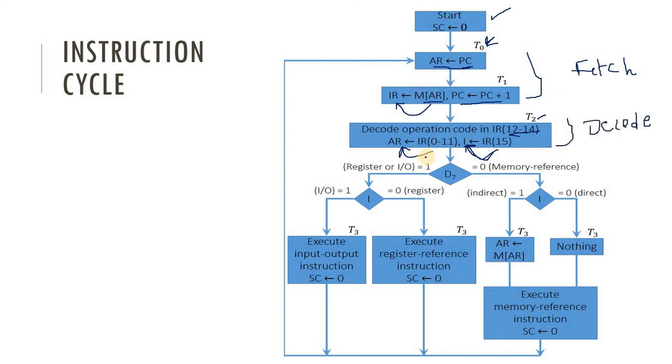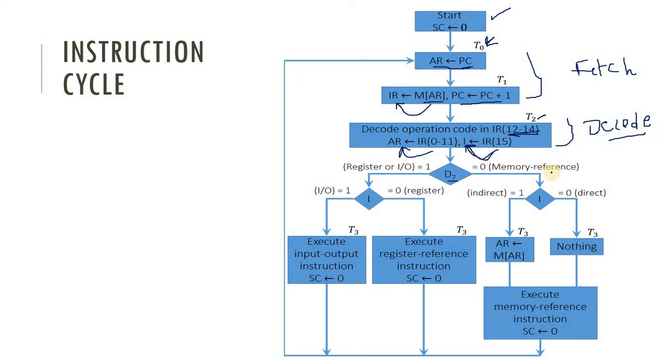Now after that, the next phase is to read the effective address from memory. After decoding, the instruction that we are getting from memory has a type. It can be a memory reference instruction, it can be a register reference instruction, or it can be an IO reference instruction. So based on the instruction type, we'll perform the next execution.